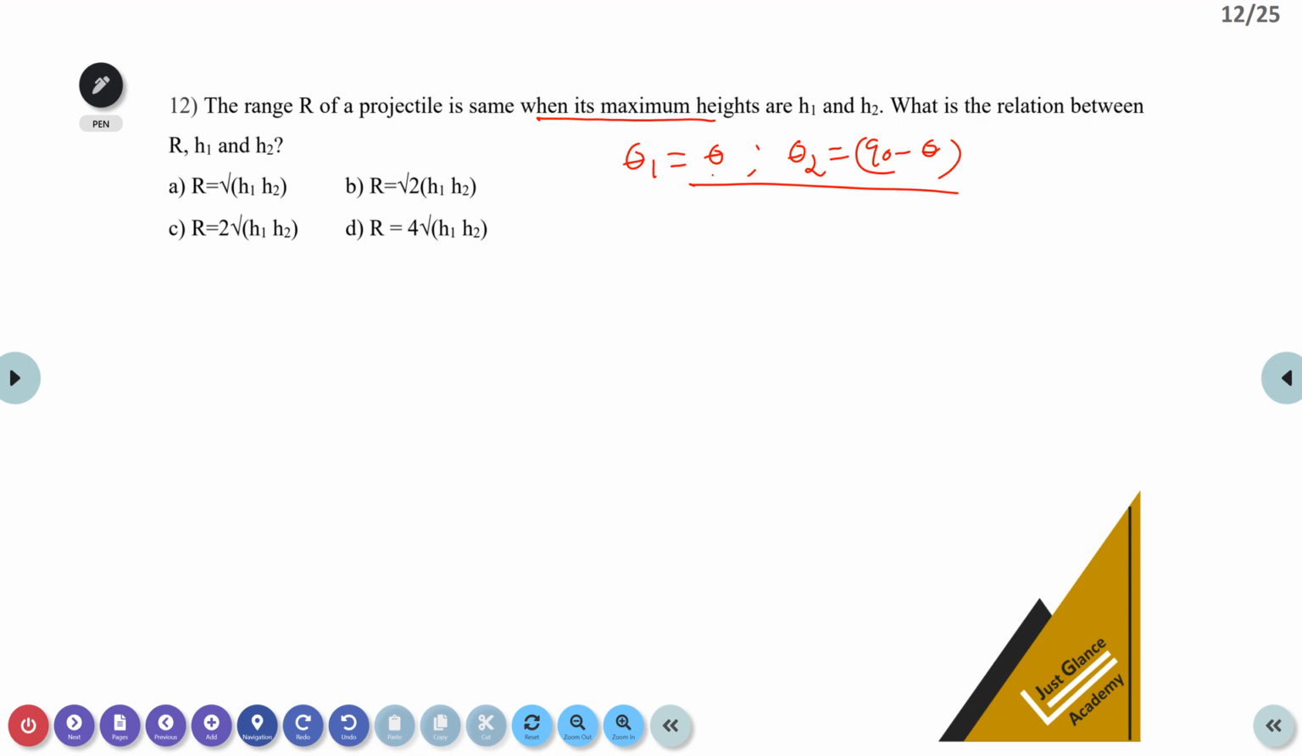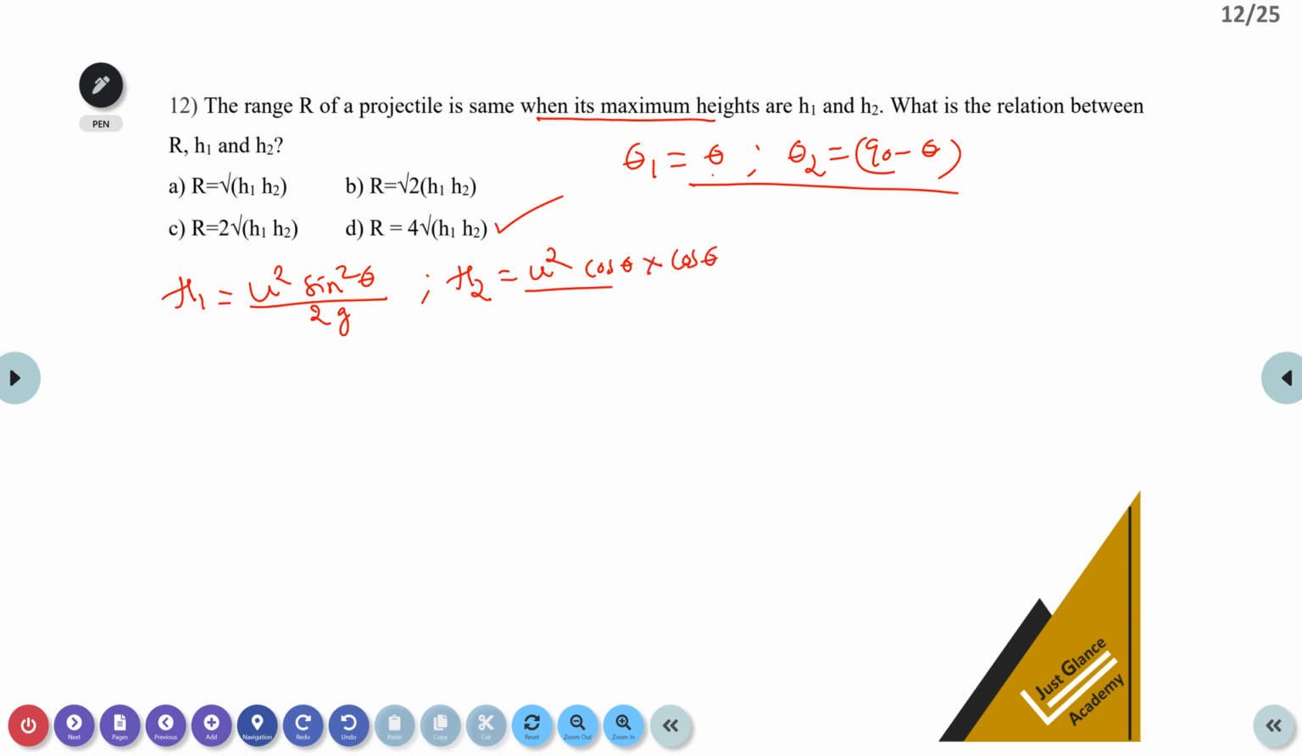Okay, fine. Sometimes we need to add things and all that. This is the examination. You can remember r equal to 4 into square root of h1 into h2. Okay. Still I will do it. h1 equal to u square sine square theta divided by 2g. Next, h2 equal to u square, here sine of 90 minus theta. What is sine of 90 minus theta? Cos theta into cos theta.